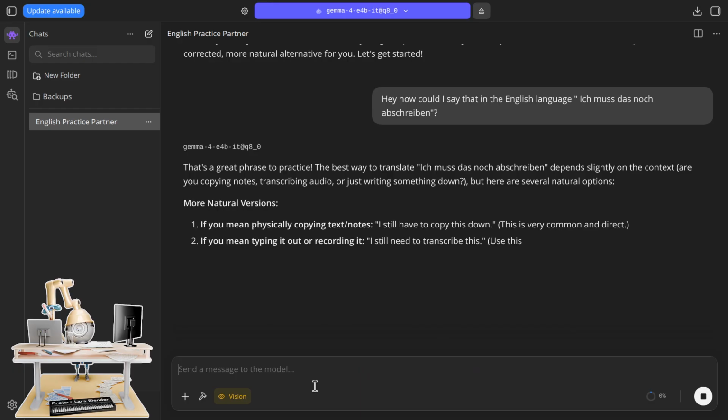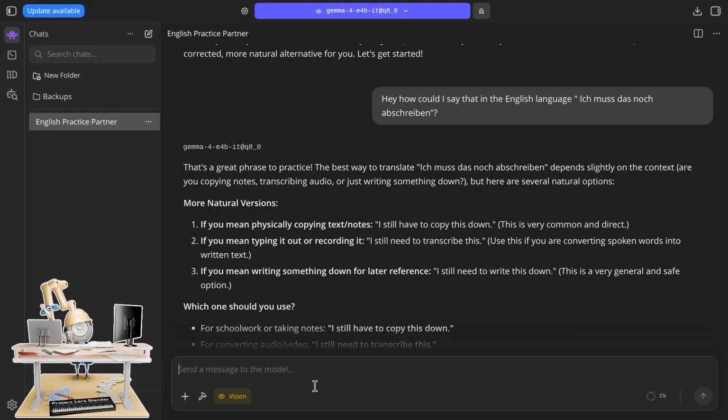Let's see. That's a great phrase to practice. The best way to translate "ich muss das noch abschreiben" depends slightly on the context. It's true. There's always context, as Trevor Noah said. But here are several natural options. If you mean physically copying text notes: I still have to copy this down. This is very common and direct.